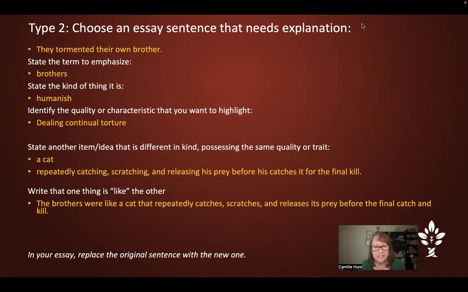So we're going to write that one thing is like the other. The brothers were like a cat. And what does the cat do? It repeatedly catches, scratches, and releases its prey before the final catch and kill. Boy, that sounds like cats are scary.